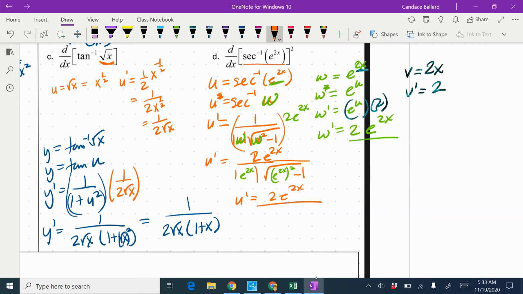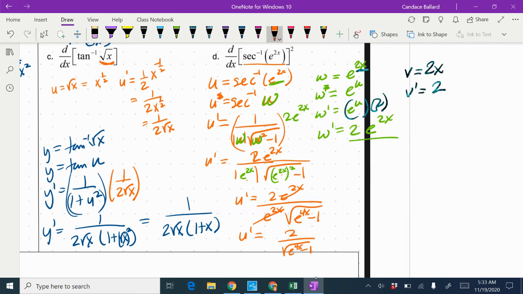I'm going to do a couple lines of simplifying here. The absolute value of that is just going to be e to the 2x. And then this squared would be the square root of e to the 4x minus 1. And then hopefully you're noticing that these cancel. So I really have that u prime is 2 over the square root of e to the 4x minus 1. I think that's the longest chain we have done ever.